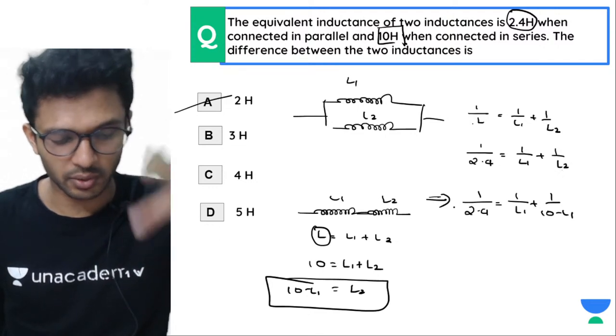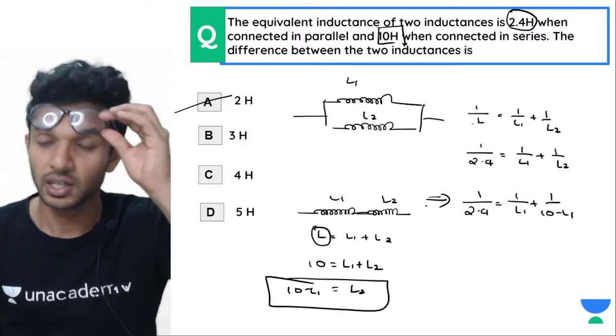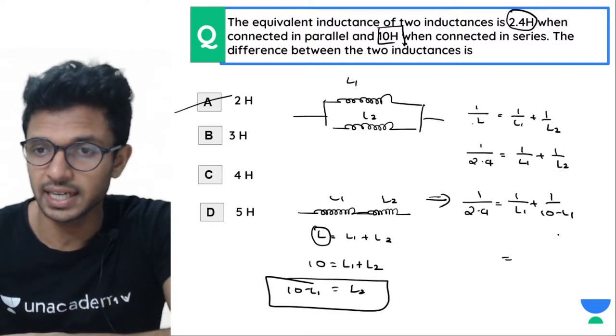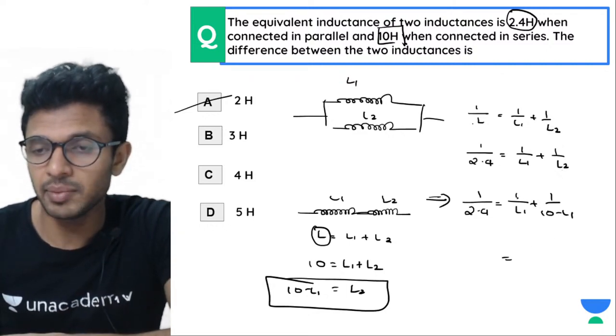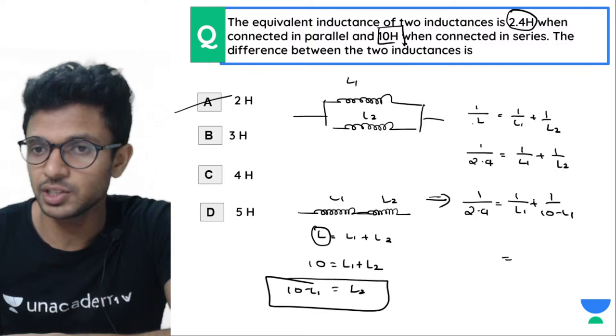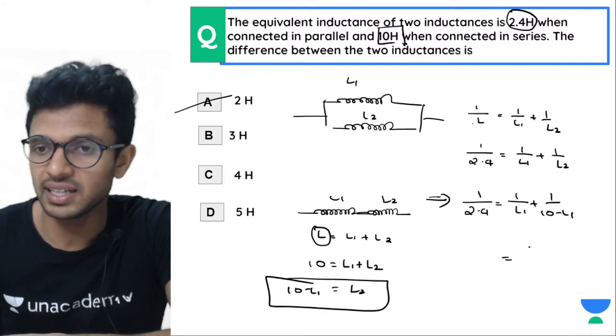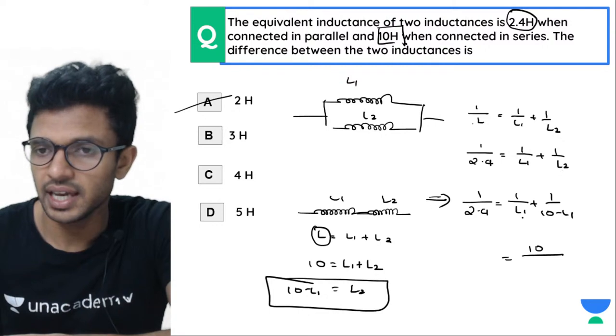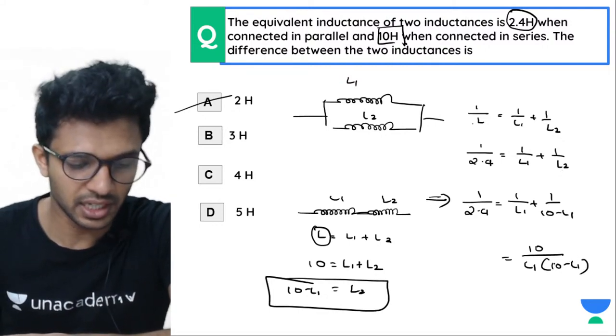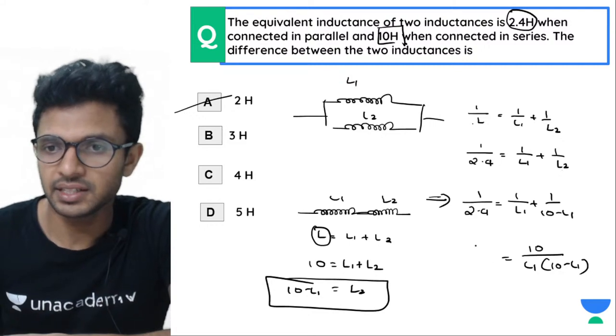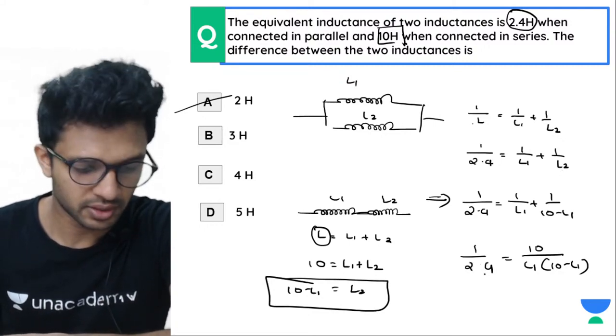Okay, so some people are telling me to solve the problems, and I'll just solve it. Cross multiply. 10 minus L1 plus L1, right? Once you cross multiply, plus L1 minus L1 will cancel. And at the bottom, you have L1 into 10 minus L1. Okay? Then this is 1 by 2.4.